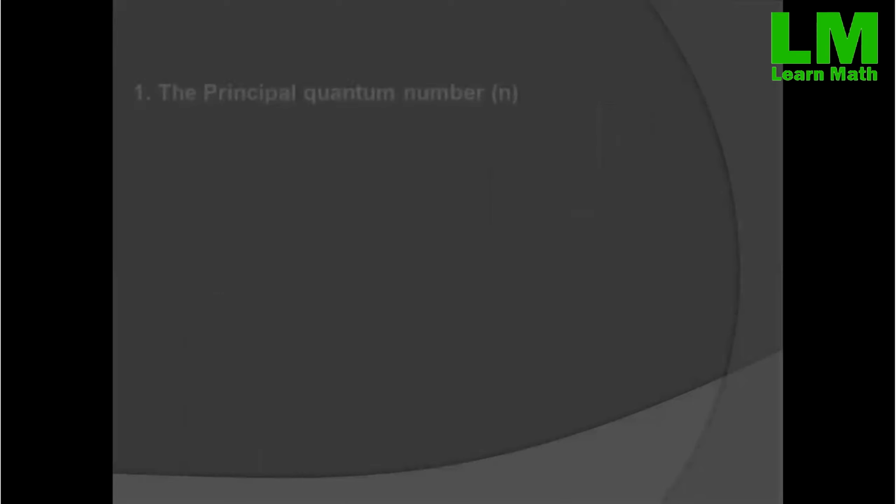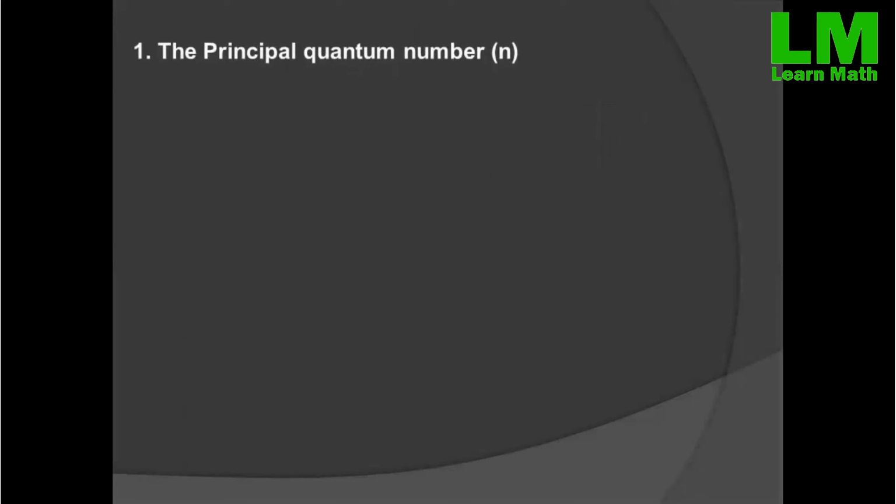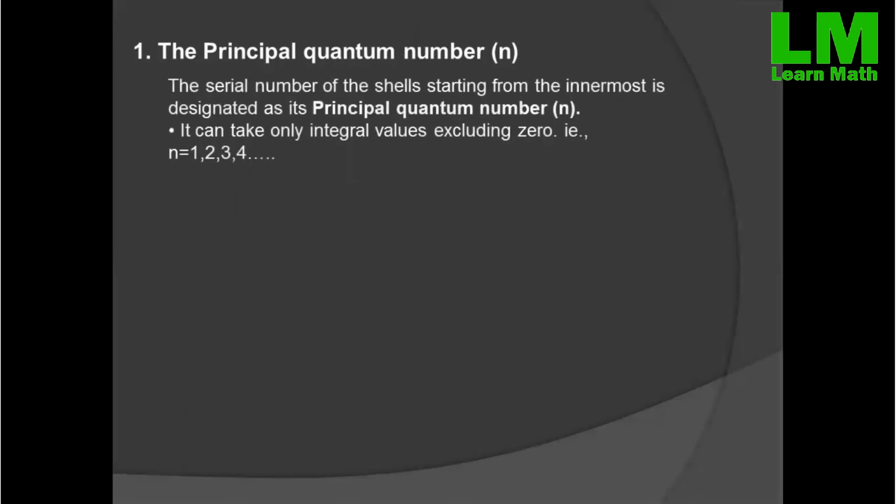So first is the principal quantum number. The serial number of the shells starting from the innermost is designated as its principal quantum number. It is represented by n. It can take only integral values, excluding zero. n is equal to 1, 2, 3, and so on.